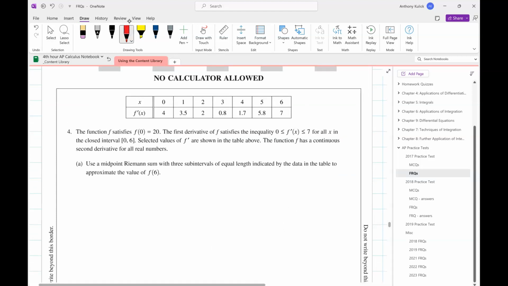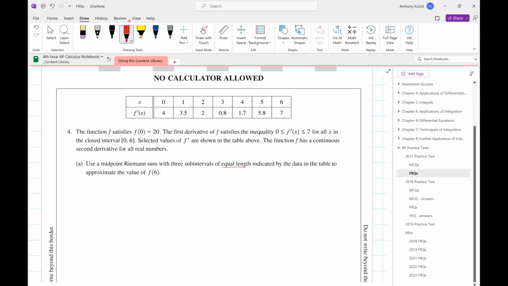Number 4 says the function f satisfies f of 0 equals 20. The first derivative of f satisfies the inequality 0 is less than or equal to f prime of x less than or equal to 7 for all x on the closed interval 0 to 6. Selected values of f prime are shown in the table above. The function has a continuous second derivative for all real numbers. Use a midpoint Riemann sum with 3 subintervals of equal length, indicated by the data table, to approximate the value of f of 6.